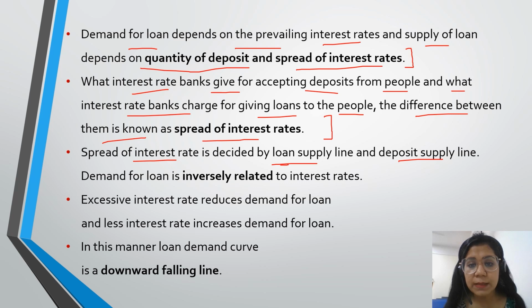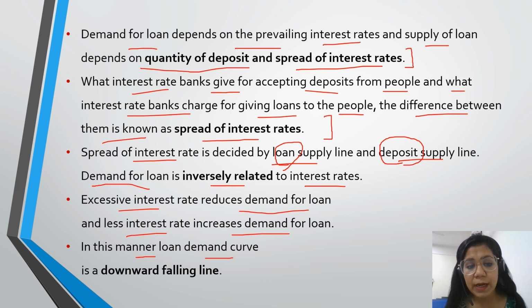So what is loan supply line? The supply of loans, and the deposit supply line is the supply of deposits. When we talk about the demand for loans, then it is inversely related to interest rates. See, excessive interest rates reduces demand for loan and less interest rate increases demand for loan. So in this manner, the loan demand curve is a downward falling line, or we can say it is a downward sloping curve. Now see, why is it inversely related?